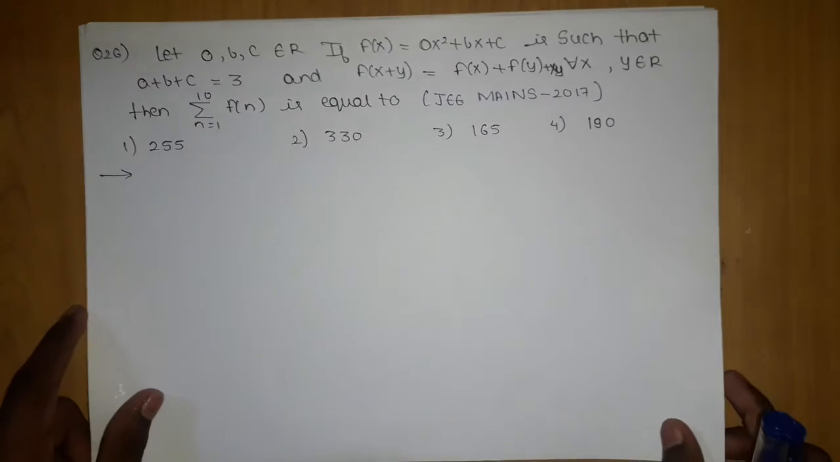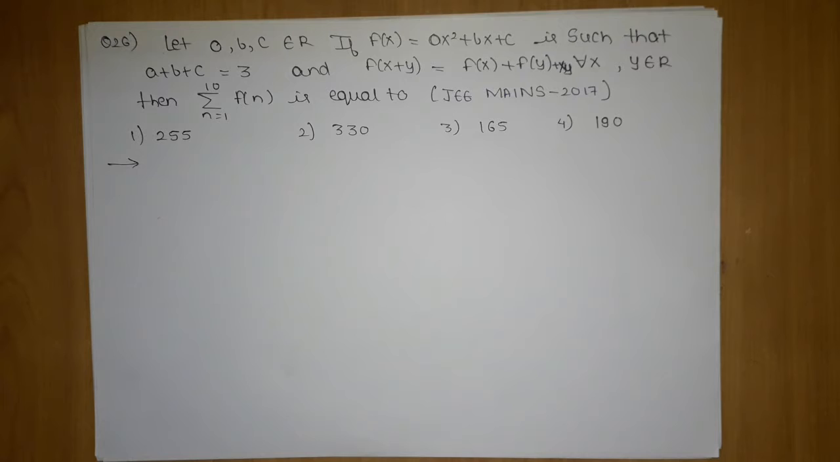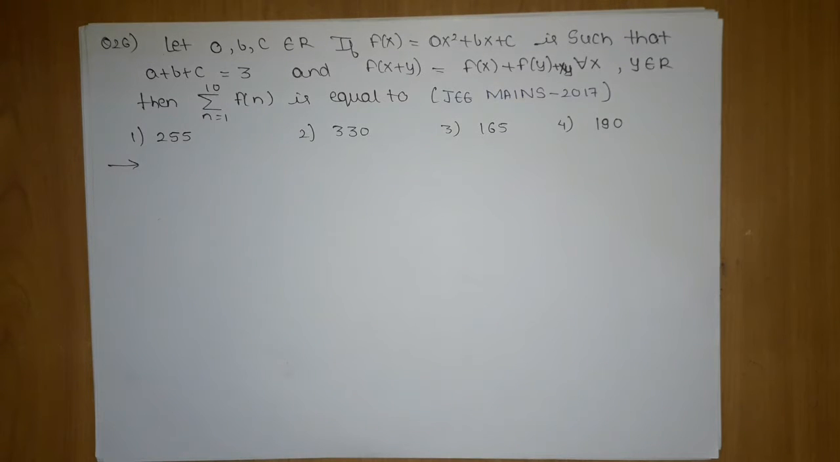Now the next question which we are going to do is this. Let a, b and c belong to R. If f of x equals ax square plus bx plus c is such that a plus b plus c equals 3 and f of x plus y equals f of x plus f of y plus xy for all x, y belonging to R, then summation n equals 1 to 10 f of n is equal to 220, 255, 330, 165, 190.